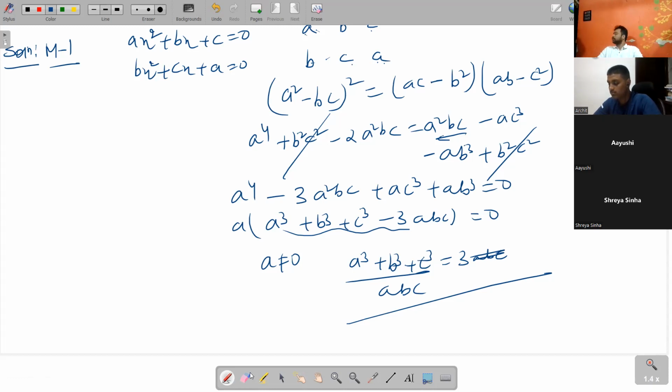But sir, why is it not correct? You cannot take A equal to B equal to C always. If you take A equal to B equal to C, all are the same, so both equations will be the same. So both roots will be common. The question says that only one root has to be common.